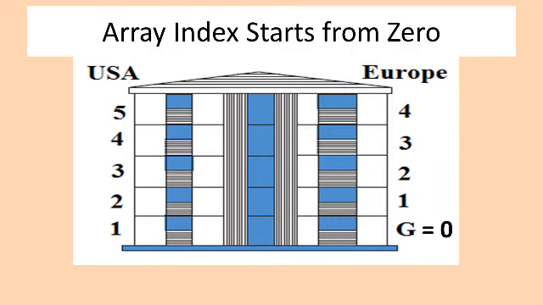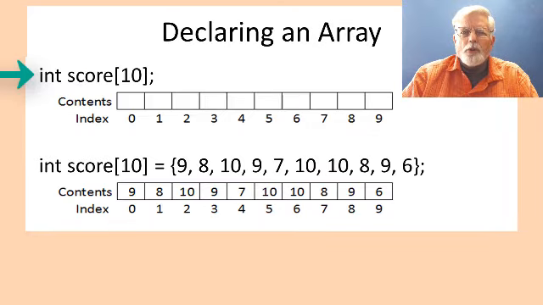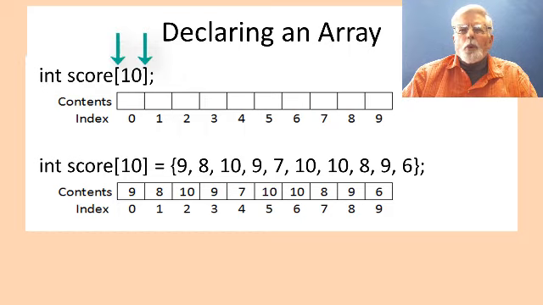Index values start at 0 because it is easier to internally compute the address of individual elements by adding the index number times the element size to the starting address of the array. The first example shows only that an array of 10 integers has been declared. The square brackets are used to identify an array. Enough room in memory is reserved to store 10 integers.